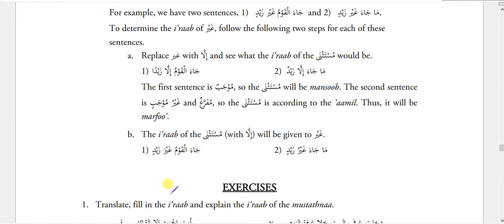Ghaira is sometimes written as ghairu, sometimes as ghaira, and sometimes as ghairi. The i'rab of the word ghaira keeps changing. So how one can define the i'rab of ghaira is that whenever ghaira is used in a sentence where there is a mustasna minhu, just look for the i'rab of the mustasna. Whatever the i'rab of the mustasna is, ghaira will accept the i'rab of the mustasna. That's it.